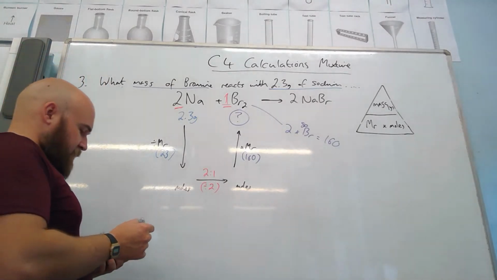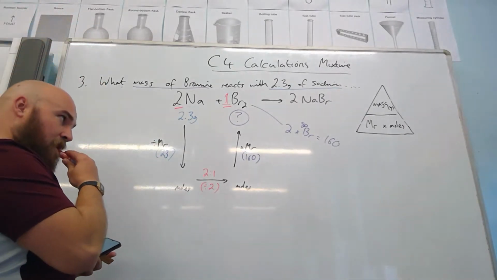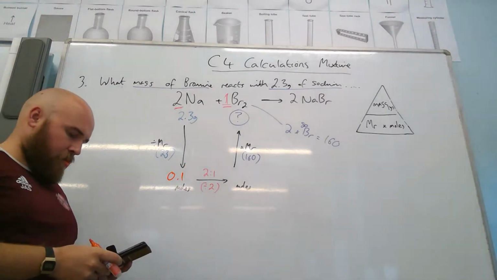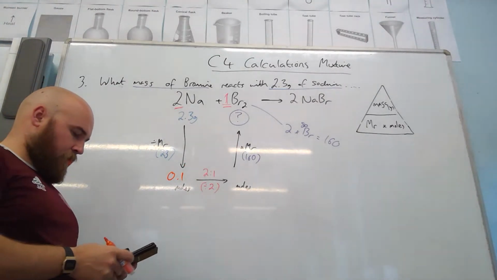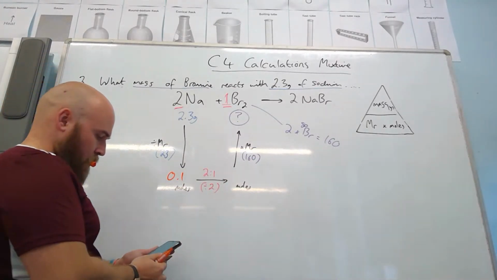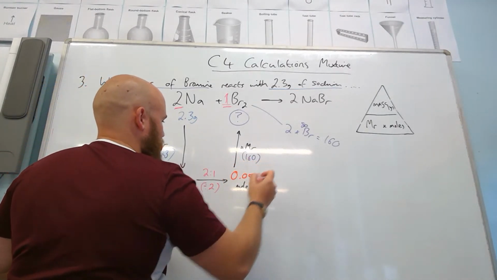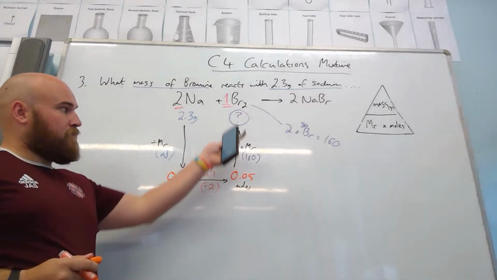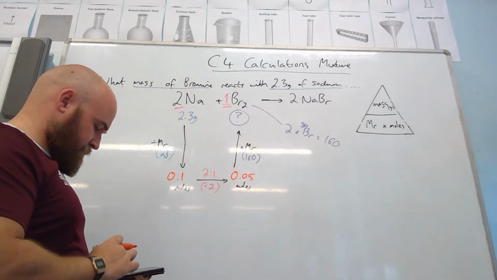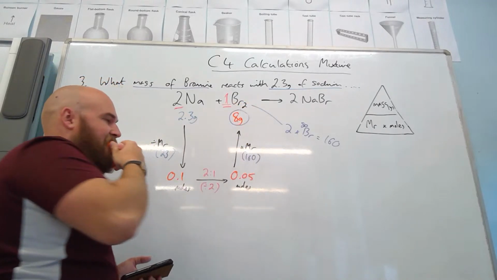So 2.3 divided by 23 is 0.1 moles. Okay, so now 2-to-1 ratio, so I'm going to divide by 2. That's 0.05 moles. And then I'm going to go back up the ladder by timesing by the Mr of bromine, which is 160. And you end up with the final answer, 8 grams.